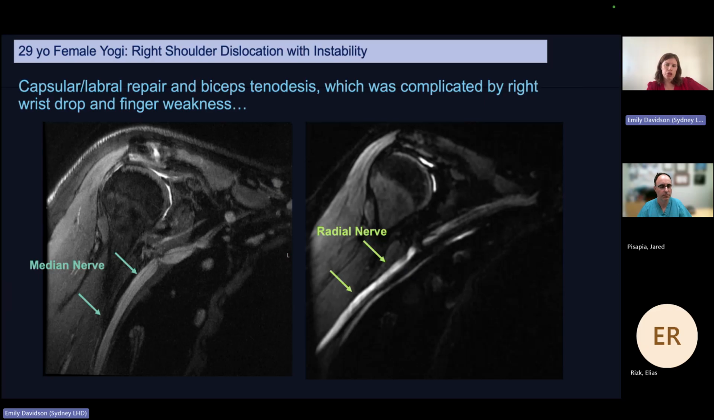And similarly, longitudinally, we can see this case of a patient who'd had a previous shoulder dislocation and capsule and labral repair arthroscopically. Unfortunately, the sutures that they've passed through the anterior capsule have gone beyond the capsule and have skewered the radial nerve as well as the median nerve here. And you can see that discontinuity of the nerve architecture in this mid portion.